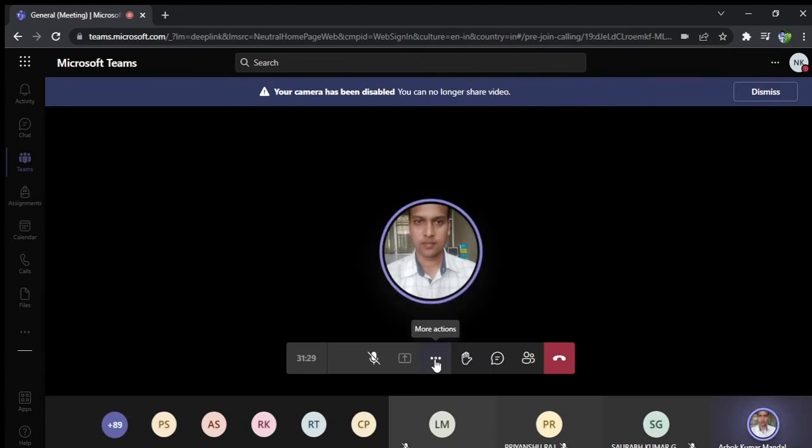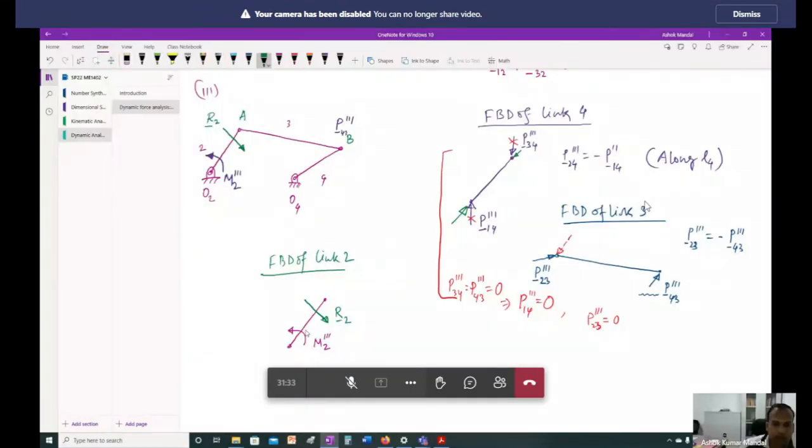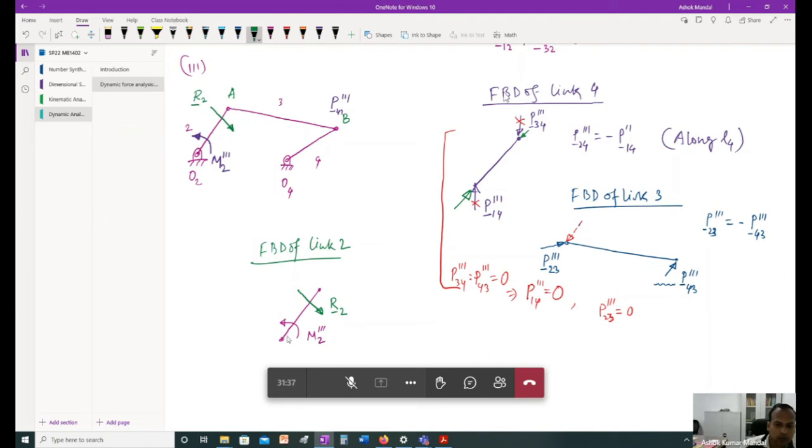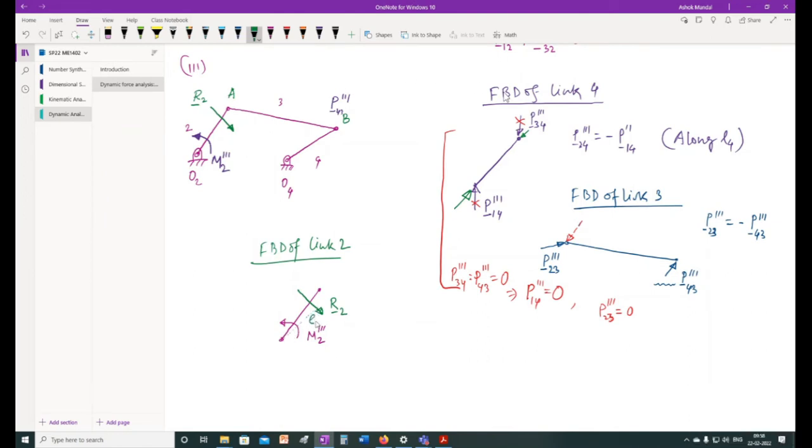This is R2. So if you know this distance, almost perpendicular, we have drawn it. Suppose this distance is ER2, then using this equation, we can say that M2 minus ER2 into R2. We have not completed. There is something missing here. That is P123. So M2 must be equal to ER2 into R2. This is the value, right?